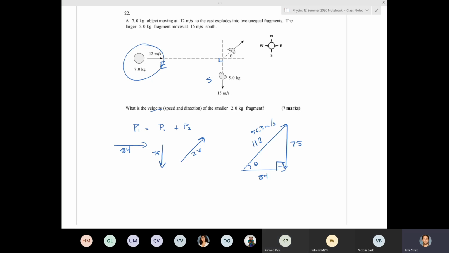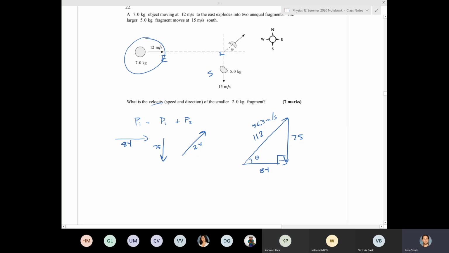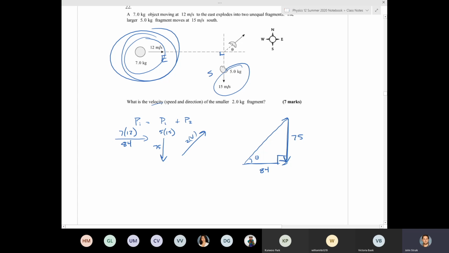Wait, I don't know why there's 2 in front of velocity. So these are momentum arrows. This one is 7 times 12. This one is 5 times 15. This one is 2, because it's 2 kilograms, times its velocity, which we don't know. And so in your momentum diagram, you have 84 going to the right, which comes from your original 7 times 12. You have 75 going down, which comes from your 5 times 15. And then you can use Pythagorean to find 112.